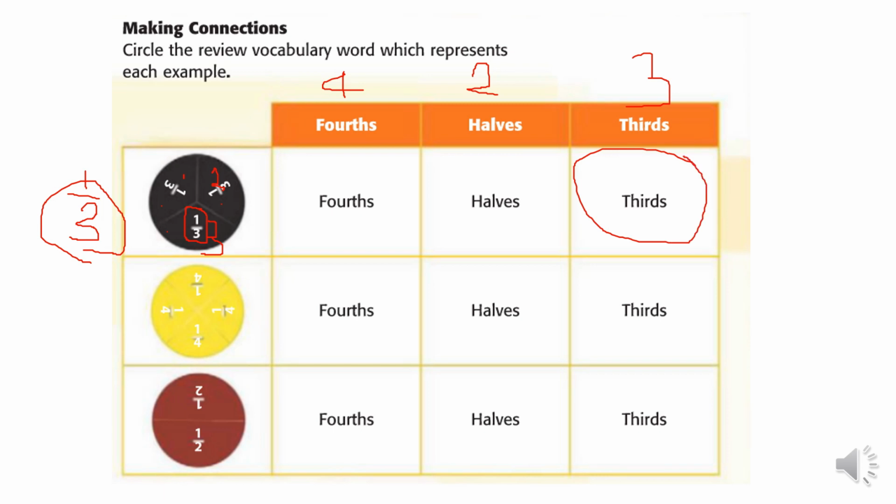Very good. In this one, it has 1, 2, 3, and 4 parts. It has 4 different, equal parts. If it has a unit fraction over here, remember, this is a unit fraction, it has a 4 over here. It's telling you that it has 4 parts, 1, 2, 3, 4. It means this is the answer, fourths.